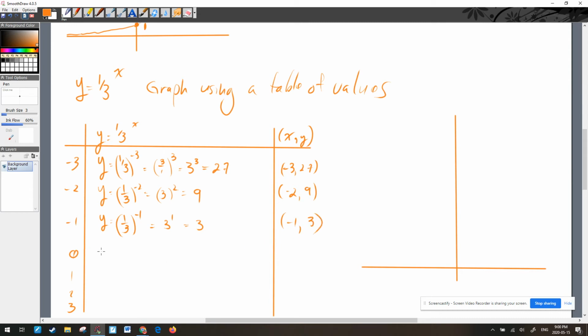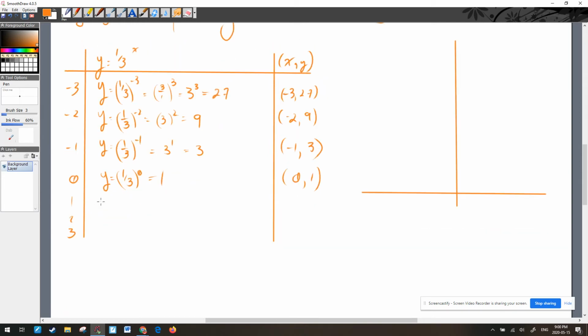And then we're going to say, all right, y equals 1/3 to the exponent 0. Hope you remember anything to the exponent 0 is 1. So it is 0 and it is 1. Okay, lovely. And then we have y equals 1/3 to the exponent 1. Anything to the exponent 1 is just itself. So that's 1/3. This becomes 1, 1/3. Y equals 1/3 squared. Well, 1 squared is 1. 3 squared is 9. So it's 1/9. So it is 2 and 1/9.